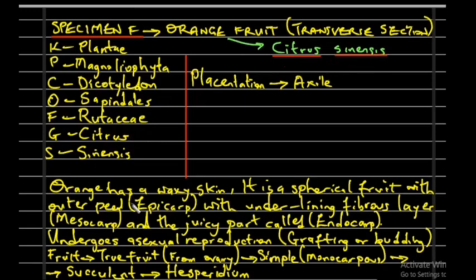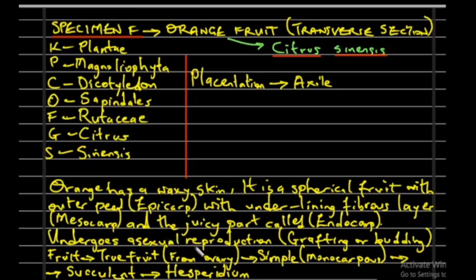This particular fruit has waxy skin, which I will show us shortly. It has waxy skin and it is spherical in shape. It is a spherical fruit with an outer peel, which is the epicarp. It has an underlying fibrous layer called the mesocarp and the juicy part, which is called the endocarp.